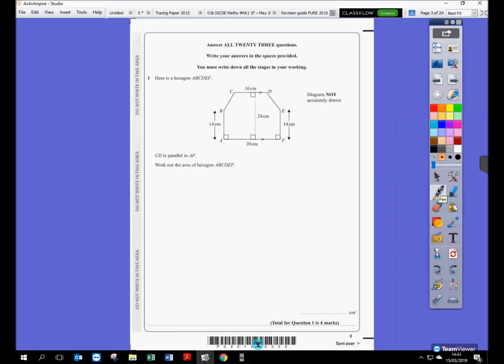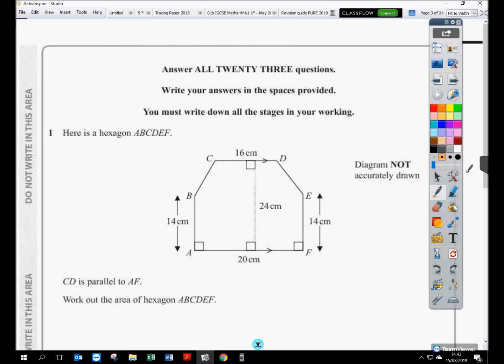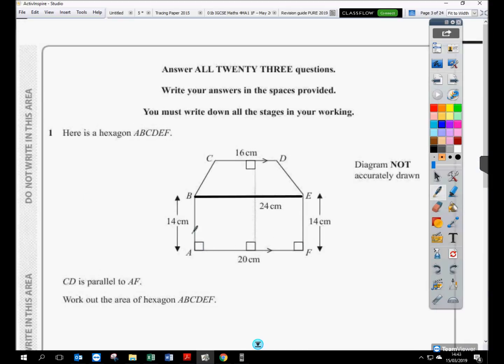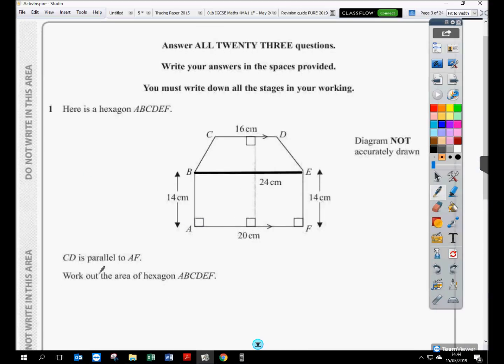Okay, so what we need to do is work out the area of this hexagon. We can do this by splitting the shape up into two sections. I'm going to split it up into a rectangle and a trapezium. If I draw a line across here, you can see we have a rectangle, which is 20 by 14. So the area of the rectangle is 20 times 14, which is 280.